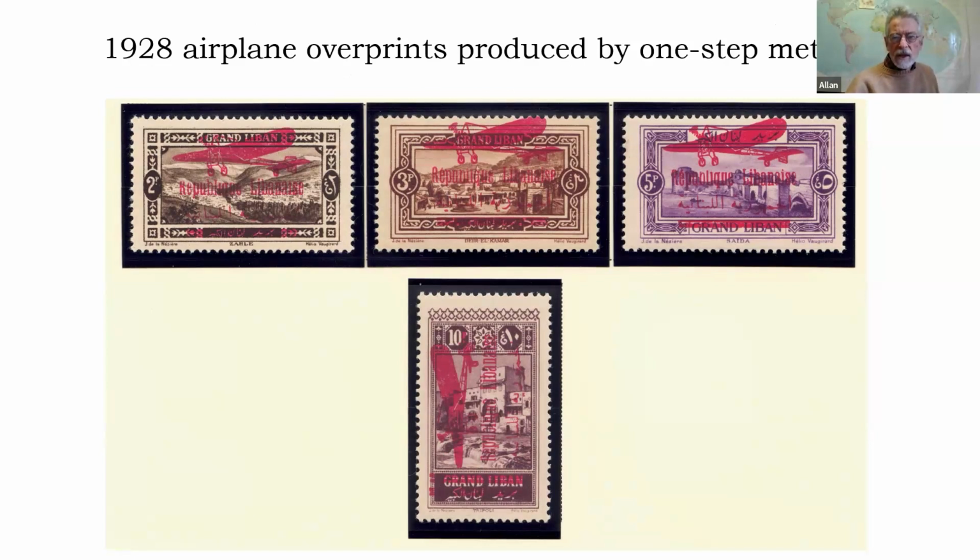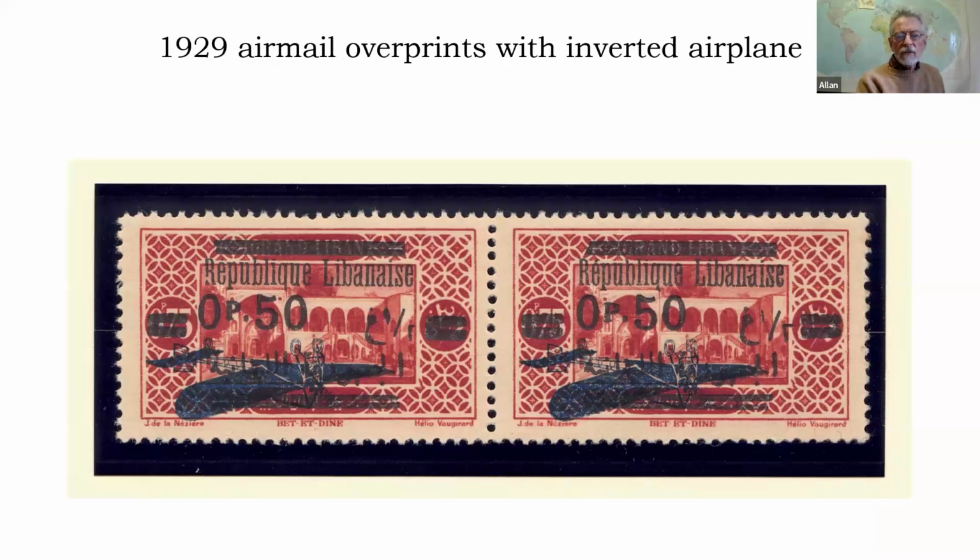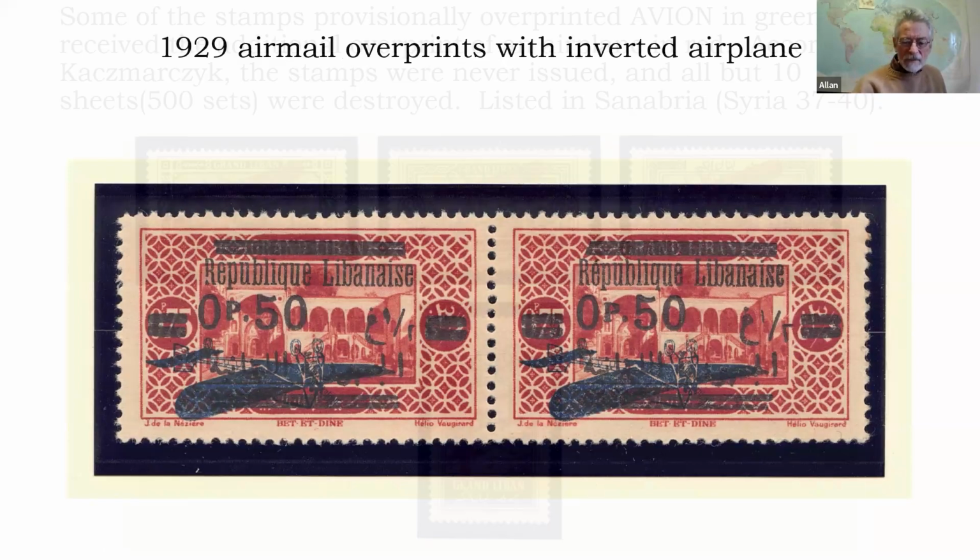And you can see that the relationship between the airplane and the text is the same on all these stamps because it's a single overprint. Here's one of the few varieties I happen to have, inverted airplane. As philatelists, we always like to see the airplanes flying upside down whenever possible.